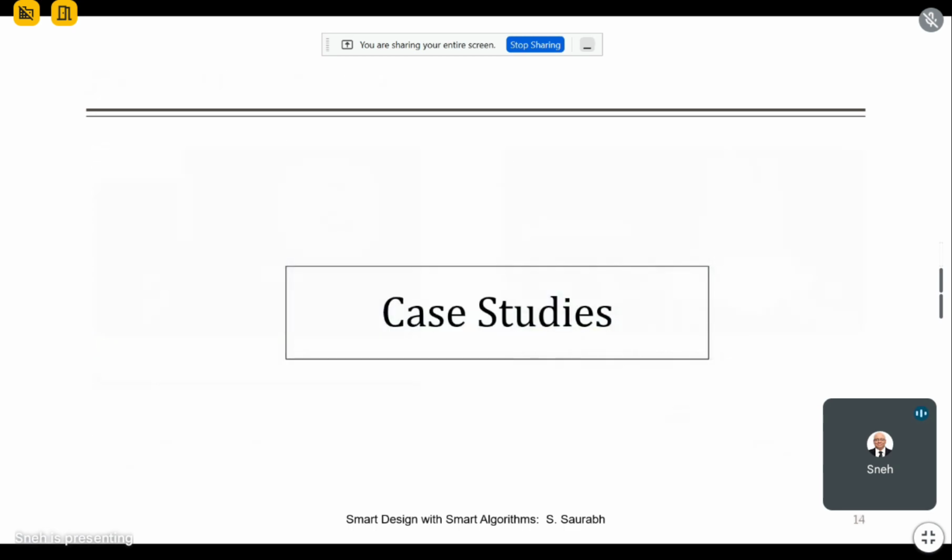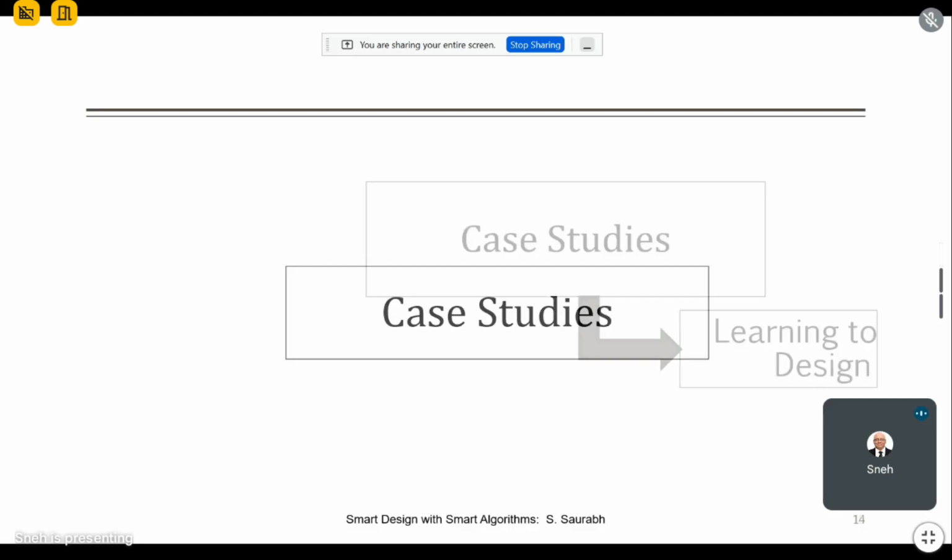Okay, any questions till now? Now we'll take a few case studies in which we are using ML technologies for improving design.